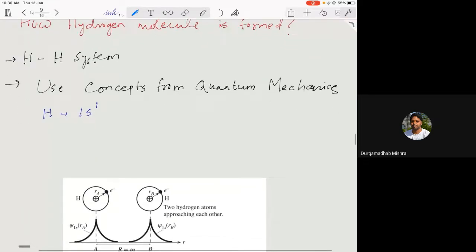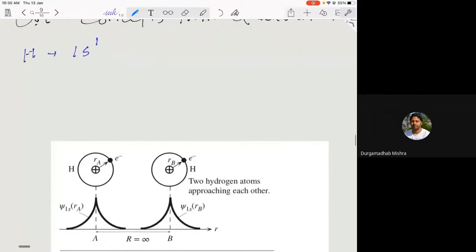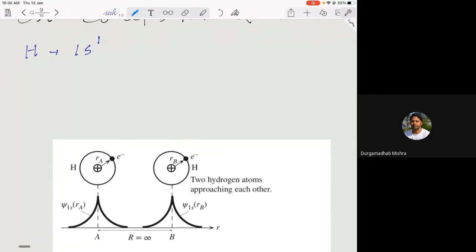When they are far away from each other, like the picture shown here, they are like isolated atoms. So we say one atom A, another hydrogen atom B, and the separation is infinite. So they will be behaving like individual atoms.